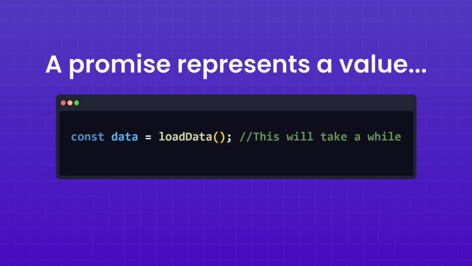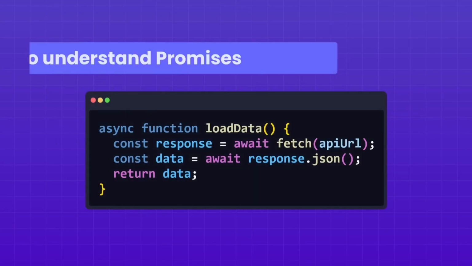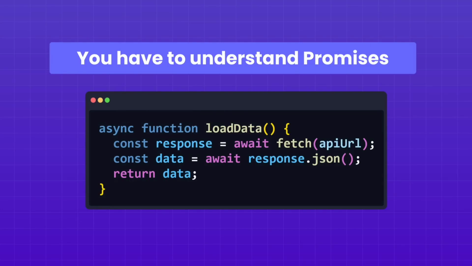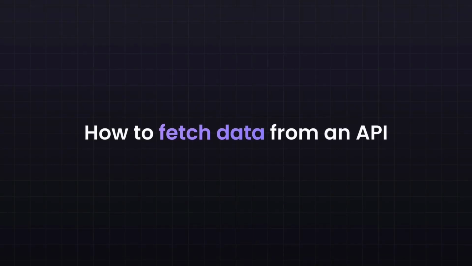A promise represents a value that you don't have yet. It comes from an asynchronous operation, which means you have to understand promises if you want to work with APIs or a backend system. In this video, you will learn exactly how promises work, and we'll apply that knowledge with a real-life example: how to fetch data from an API.